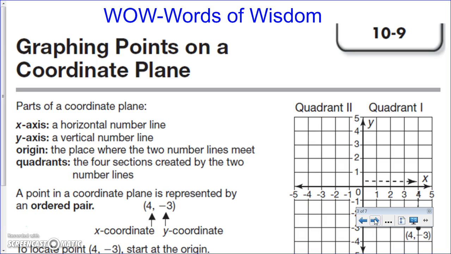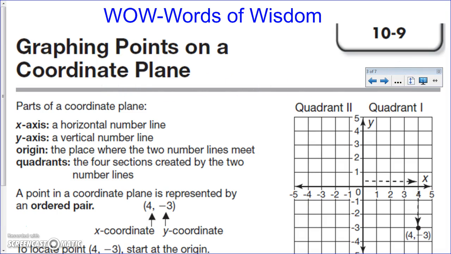Graphing points on a coordinate plane. The parts of a coordinate plane: the x-axis is the horizontal number line. The y-axis is a vertical number line. The origin is the place where the two numbers meet, so that's at 0, 0. The quadrants are the four sections created by two number lines. They're always numbered using Roman numerals, and they start in the top right and go counterclockwise.